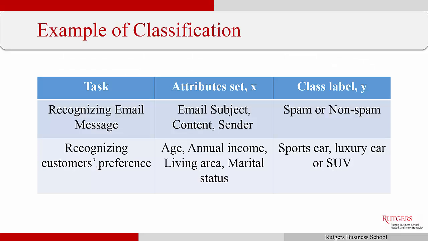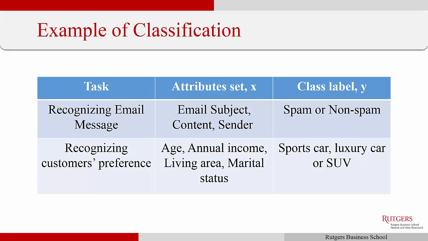Here I give you two examples of the classification. Each classification example has the task, attribute set, and class label. So let's look at the first example. The first example's task is to recognize the email message. The attribute set is email subject, content, and sender. And what we want to do is find the class label for each email. It is spam or non-spam.